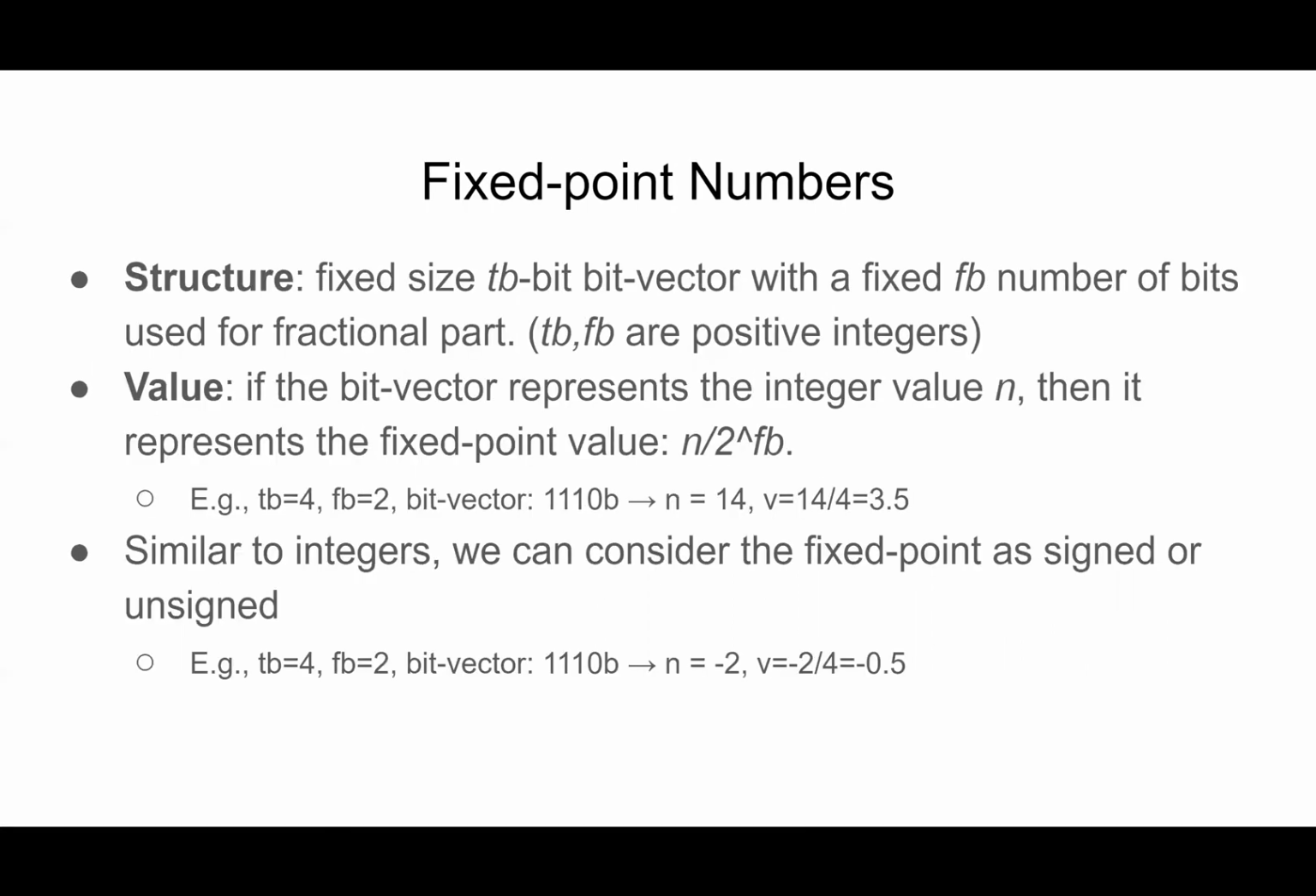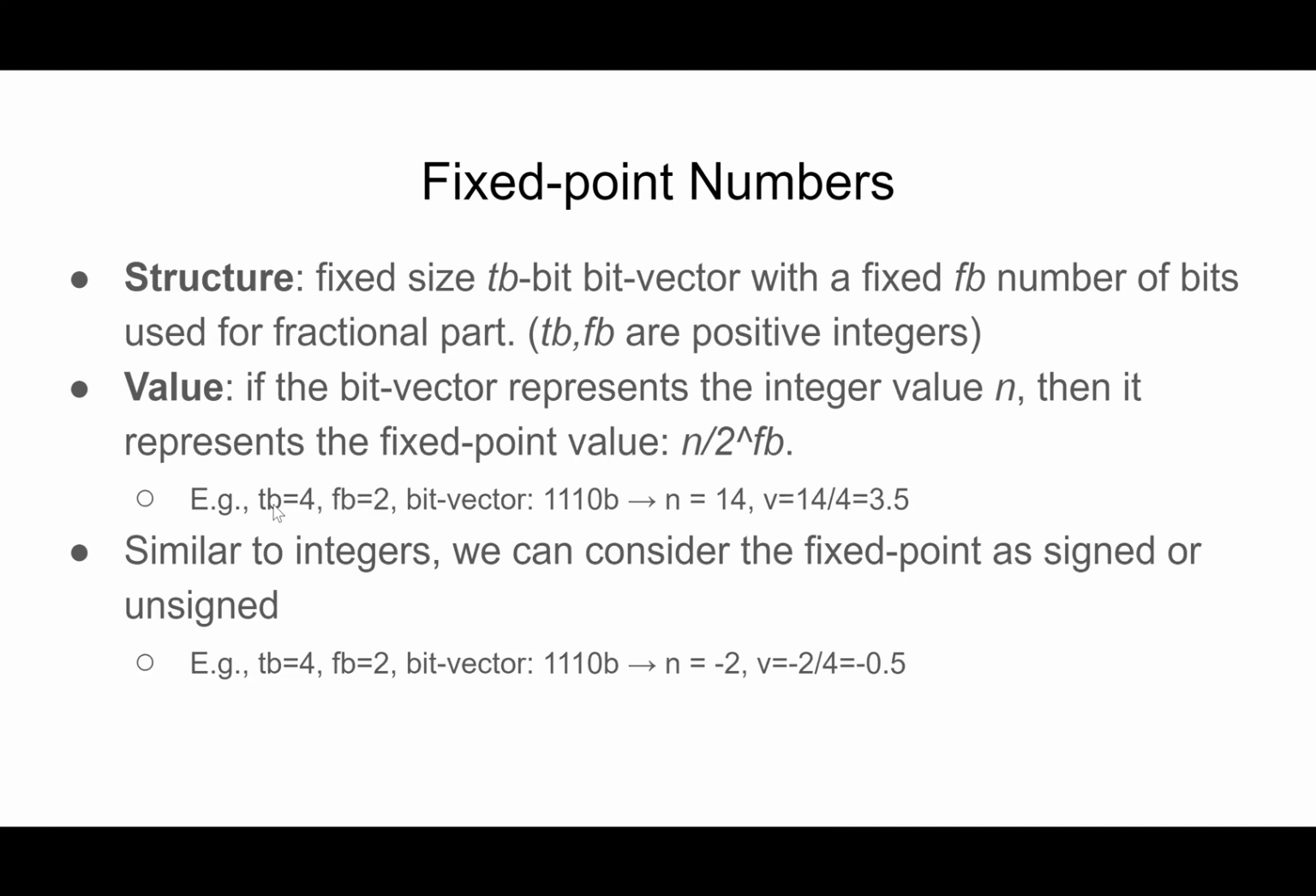And first of all, we will go over an overview of fixed point numbers. The structure of a fixed point number is just a fixed size bit vector with a certain number of bits used for the fractional part. So we can denote TB as the total number of bits and FB as the number of fractional bits. And the value of a fixed point number is exactly the integer value the bit vector represents, divided by 2 to the power of FB. So it's really similar to the way we write fractional numbers in binary.